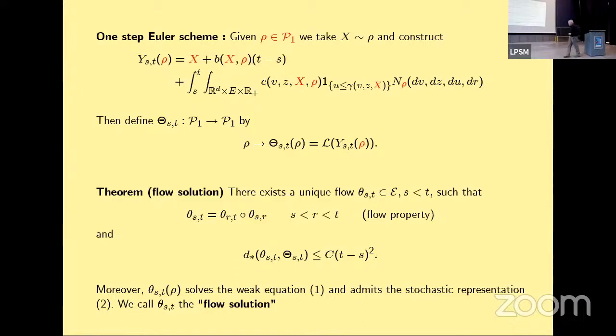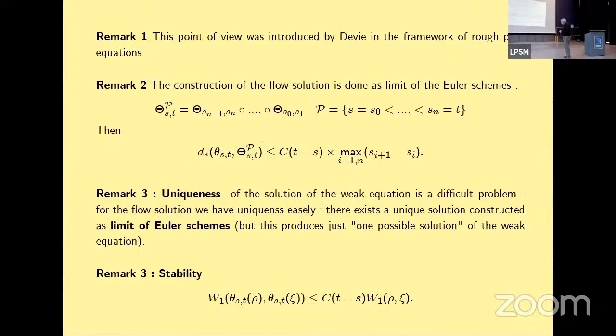So this is a central result in our paper. And now some commentaries, some remarks. First of all, as I told in the beginning of the talk, there is this new special way to put the problem: you look for a flow which is close in short time to the Euler scheme. This has actually been done by Davie in the framework of rough path equations.